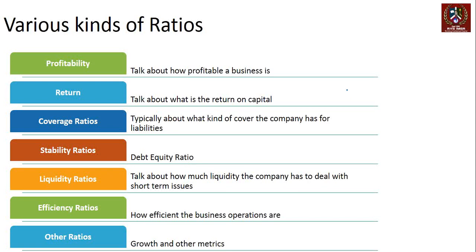So we can look at something called profitability ratios, which talk about how profitable a business is. We can look at return ratios, which talk about what is the return on capital or your investment. You put some money in the business, how much money does it give you back, essentially, right? Then you look at coverage ratios, which is about what kind of cover the company has for liabilities. If a company has liabilities, how much cover does it have there? Stability ratios typically talk about long-term liabilities or interest-bearing liabilities, which will give us an idea about debt equity ratios.